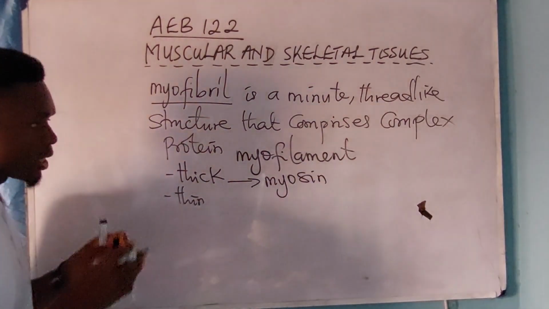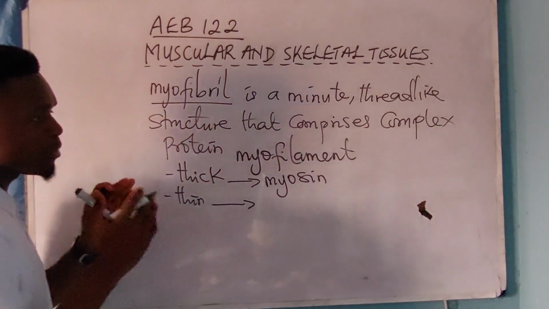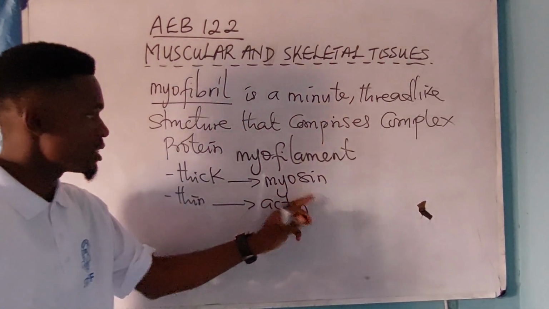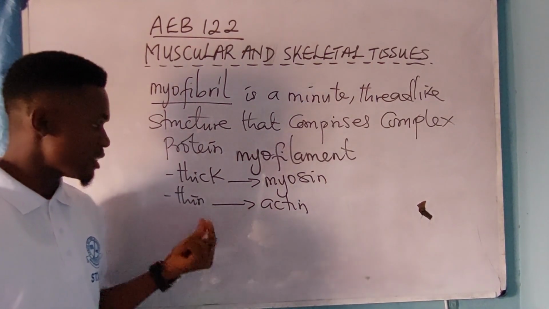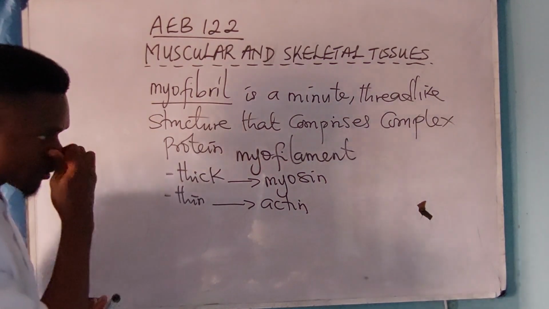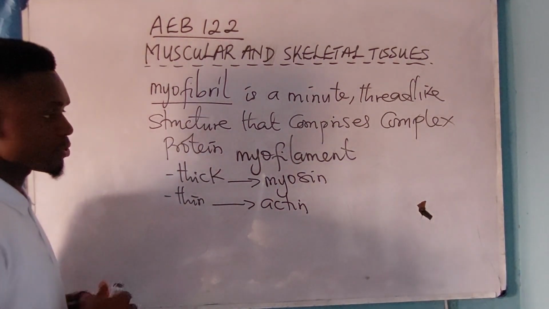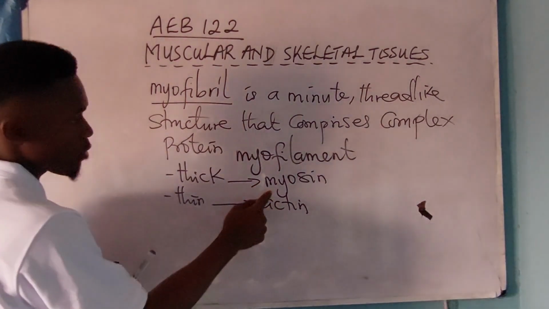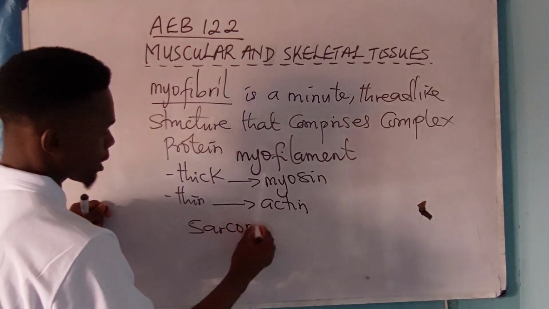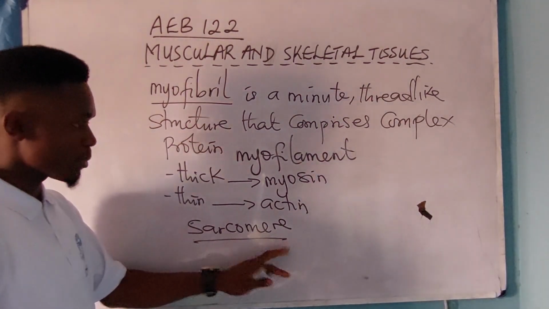Now, the thick one is made up of a protein called what? Myosin. Then this thin one is made up of a type of protein called what? Actin. Please, myosin is thick, then actin is thin. Please take note of that. It is very, very important. Now, this myosin and actin have their different functions in the body. The arrangement of the myosin and the actin is called what? Sarcomere. Please take note of that.